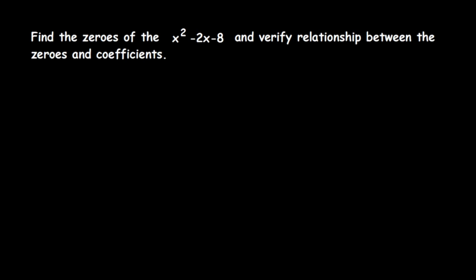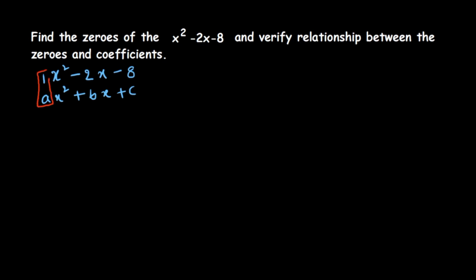So here is the first question, that is x square minus 2x minus 8. First of all, what we do is compare this x square minus 2x minus 8 with the general form of a quadratic polynomial, that is ax square plus bx plus c. So this is the general form of a quadratic polynomial. Now here, x square has no coefficient written, so we take it as 1. Now we can compare this.